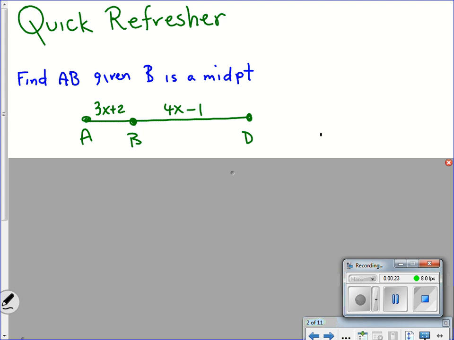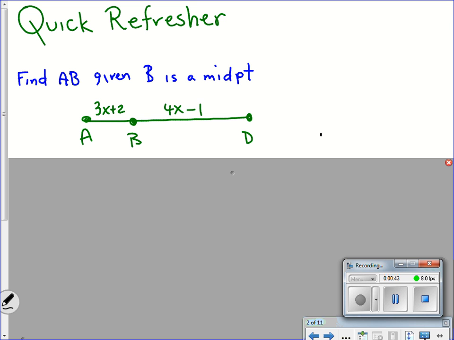Now before we get too far into this, I want to make sure that you and I are on the same page when we're talking vocabulary, solving equations, and things like that. So let's take a real quick refresher. Suppose I was given this problem. Find AB given B is the midpoint. That's a code for what to do with this problem.